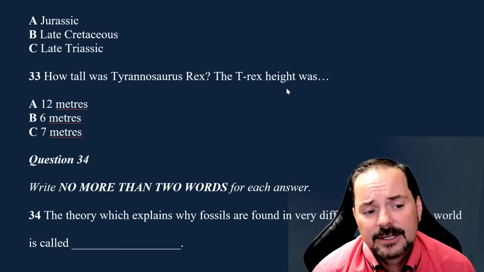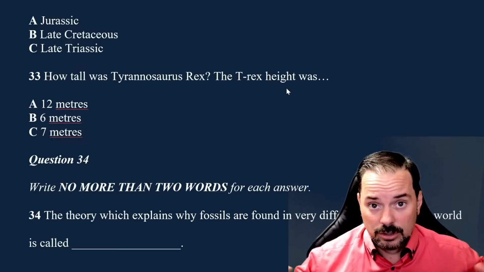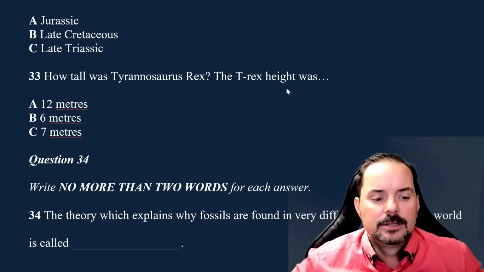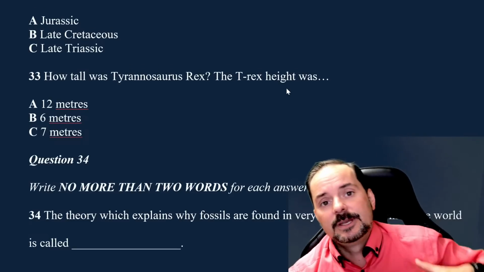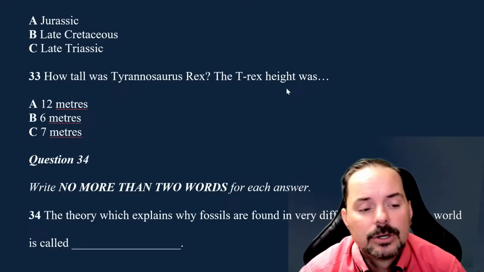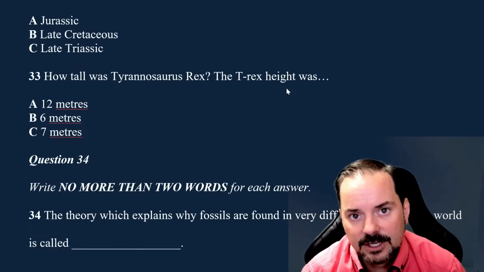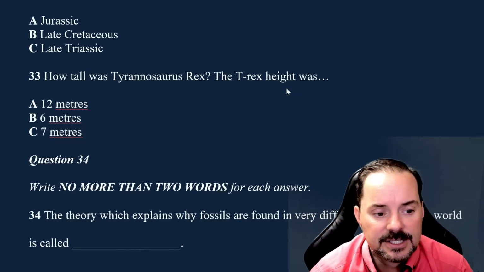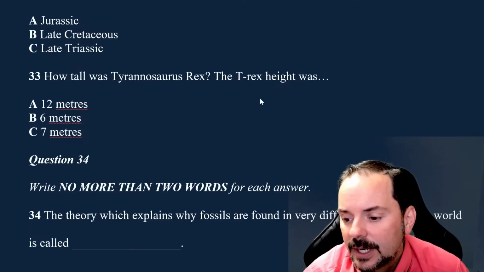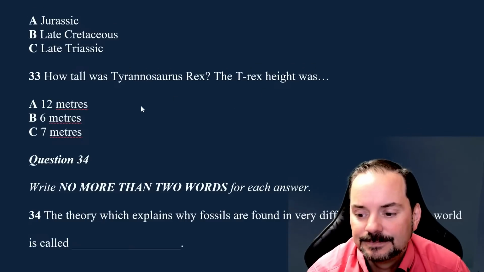She says that the dinosaur was 12 meters long, right? They had that big tail, right? And they were 6 meters high, right? So they weren't obviously nearly as high as they were long. So the correct answer here is B.